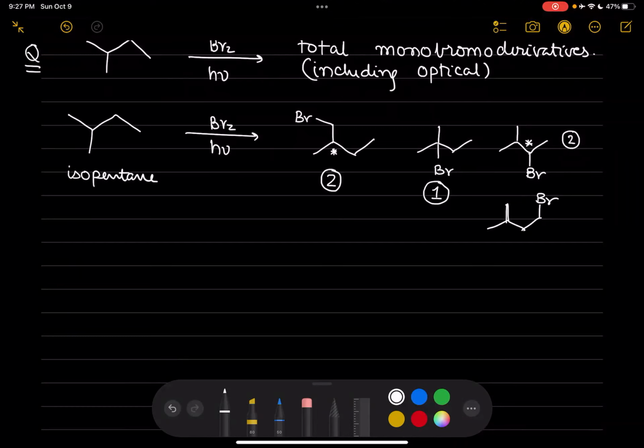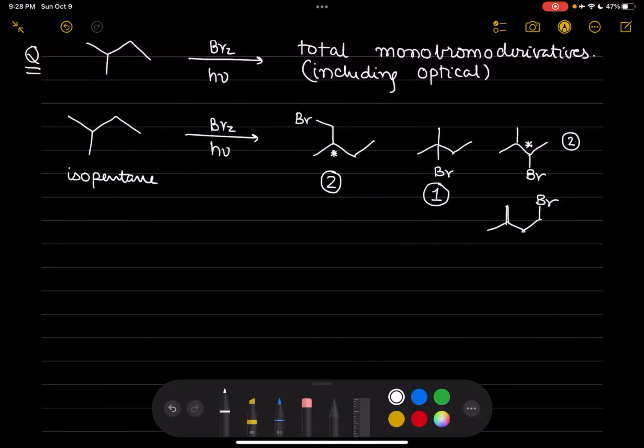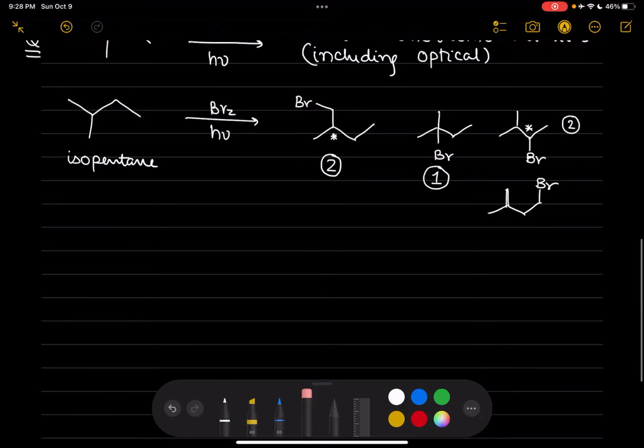And what about this one? Is there any chiral carbon in this last one? Yes. Where is it? At two. Is that a chiral carbon? No, because you already have two hydrogens attached. So two is not attached to all four different groups, so no chiral carbon. Here you have one, no chiral carbon, and the two methyl groups are the same. So this is going to be one.